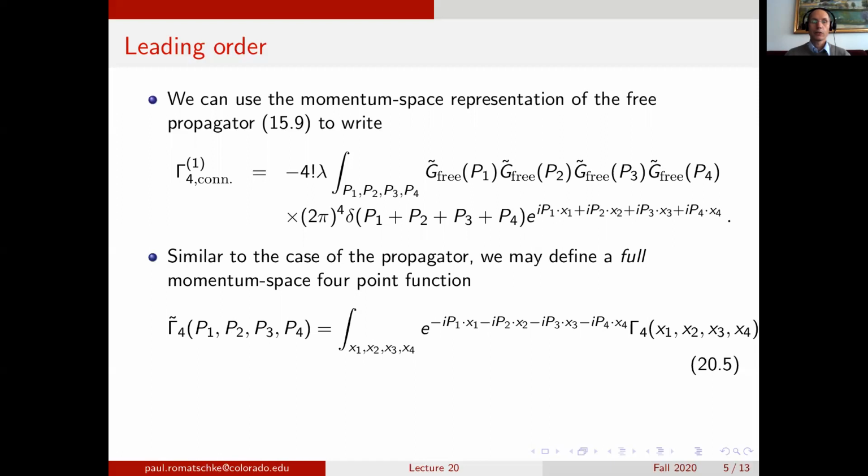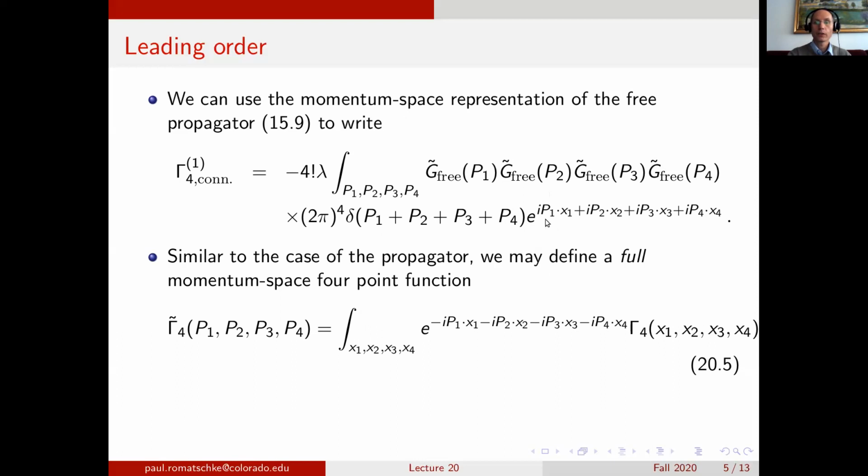Now, similar to the case of the propagator, we can take advantage of the fact that this is just effectively a Fourier transformation in variables p1, p2, p3, p4. Here is the exponential and some integrand here. So if we do a Fourier transformation of this object with respect to the 4 momenta p1, p2, p3, p4, we can define a momentum space correlation function.